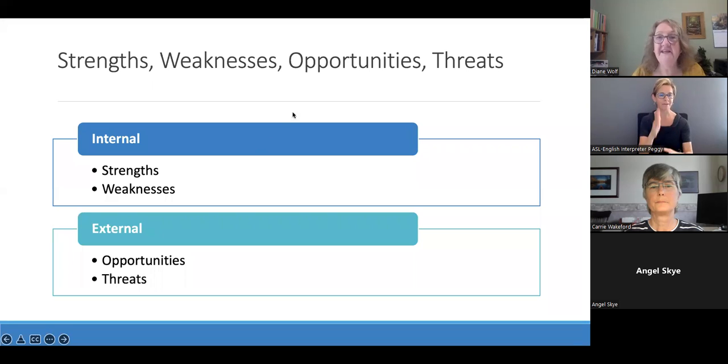And briefly, I just wanted to mention the importance of doing what is called a SWOT analysis. Guaranteed someone on your team knows what this is and how to facilitate it, but there's going to be lots of information in the handout about this. That's basically sitting down as a group and brainstorming about what are our strengths as a group, as an organization, as a team, what are our weaknesses, and then what are the external things we need to be aware about? What are the opportunities that are out there?